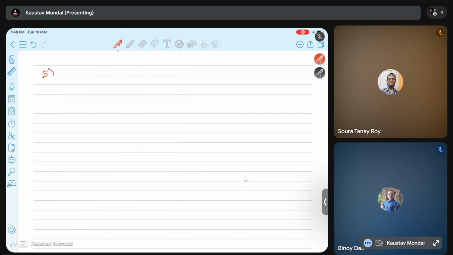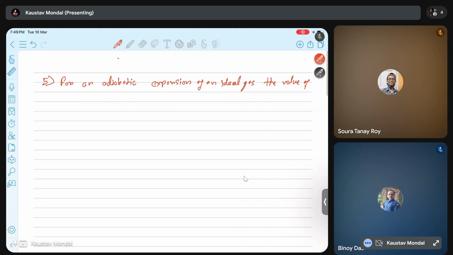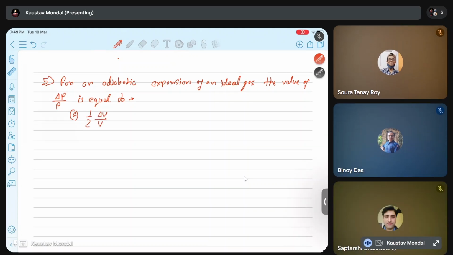Problem 5. For an adiabatic expansion of an ideal gas, the value of delta P by P is equal to: option A, half delta V by V; option B, minus gamma delta V by V; option C, minus delta V by V; option D, minus gamma square delta V by V.